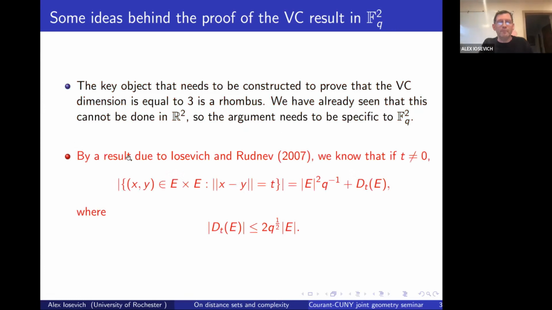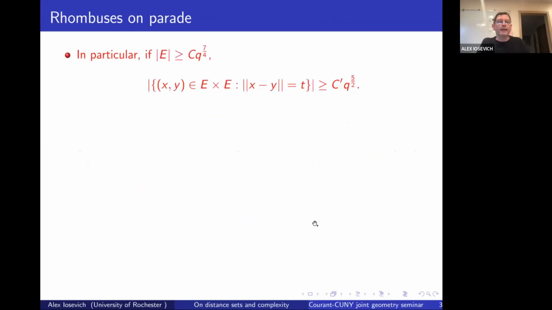By a result that Misha Rudnev and I proved, the number of pairs separated by distance t is equal to the size of E squared over q, which is statistically correct, plus an error. This error ceases to be significant when the size of E runs away from q to the power of 3/2. You can view this as a uniform distribution result, because indeed that's what it is. Now what happens if the size of E is bigger than a constant times q to the power of 7/4? Why 7/4? You'll see in a moment.